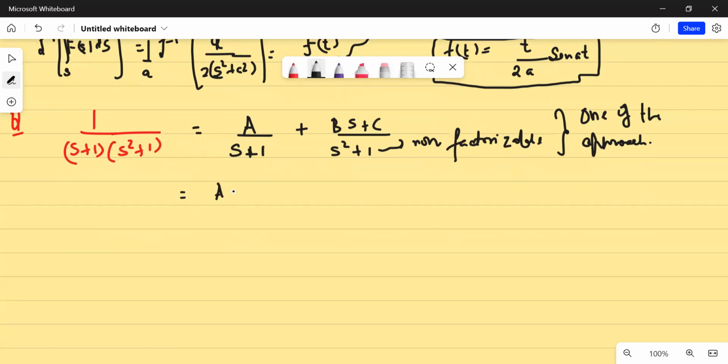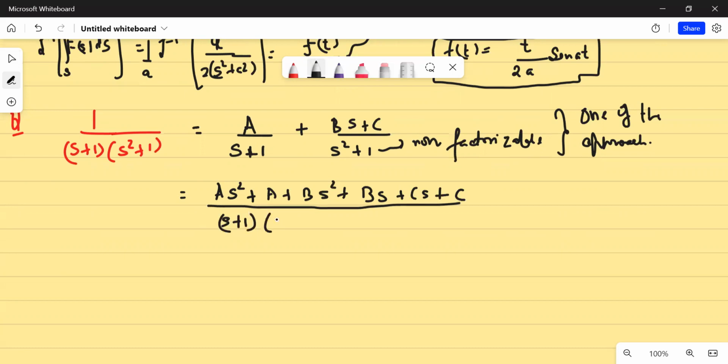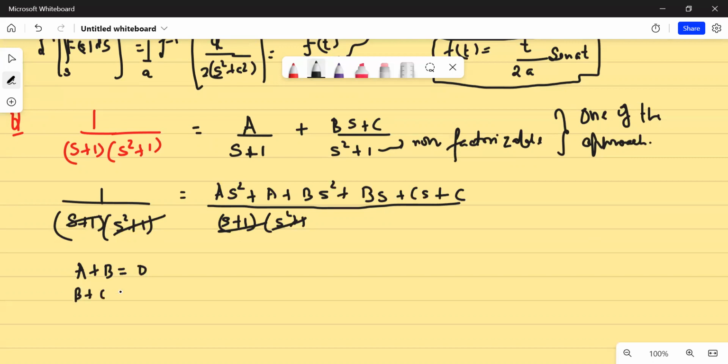It will be equal to (A s square plus A plus B s square plus B s plus C s plus C) divided by (s plus 1) into (s square plus 1). And this is equal to 1 upon (s plus 1) into (s square plus 1). So the denominators cancel. You'll get A plus B equal to 0. You'll also get that B plus C is equal to 0, because there is no such s term there. And you will get A plus C is equal to 1.